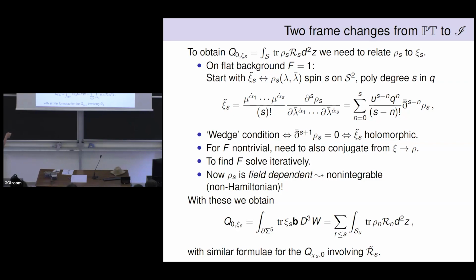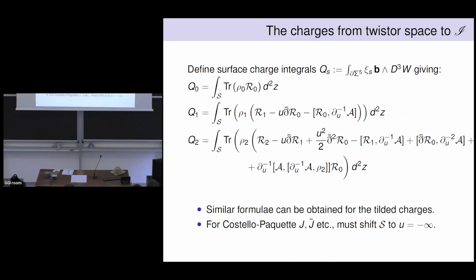But if f is non-trivial, that needs to be expanded, and that contains a lot of stuff. So we don't just need to do this operation, we also need to conjugate with f. And so you need to solve for this frame iteratively. And that ends up giving us this translation from the twistor integral, which is just psi being a polynomial times b, into this rho n times calligraphic Rn. And you have very similar formulae for the conjugate charges. And now, if you expand this all out, you start getting these formulae which get more and more elaborate.